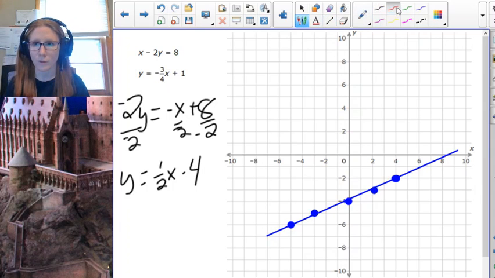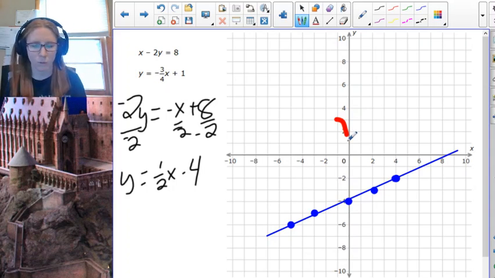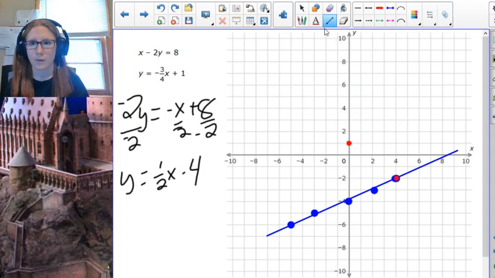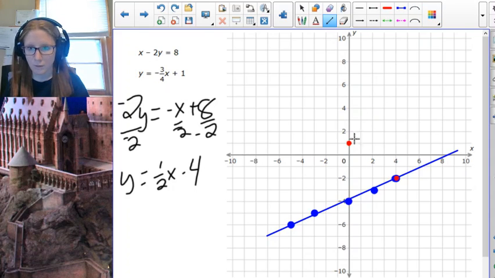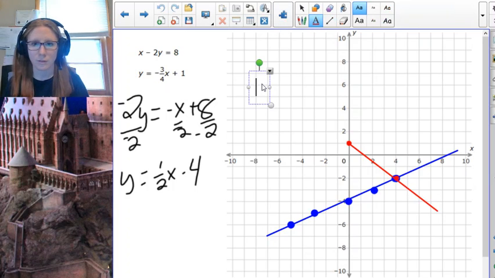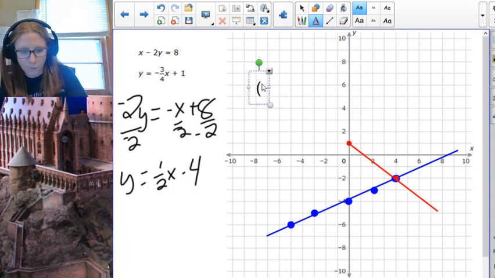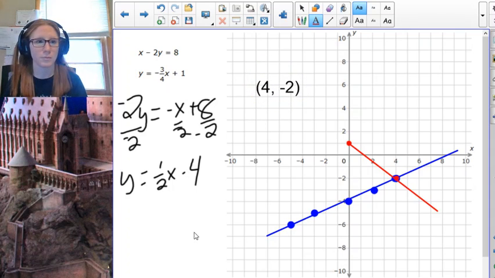And then let's go do the second equation. So that one starts up 1. And then my slope is negative 3/4, so down 3, 1, 2, 3, to the right 4. And look at that, we crossed. So we have our solution here once we finish our line, of 4, negative 2. Bye, guys.